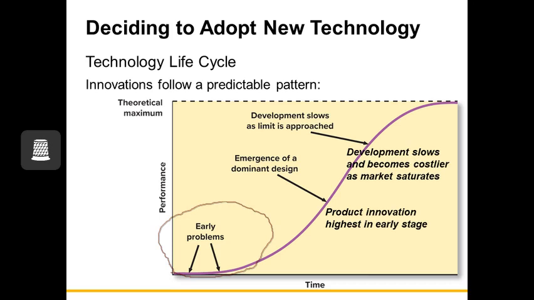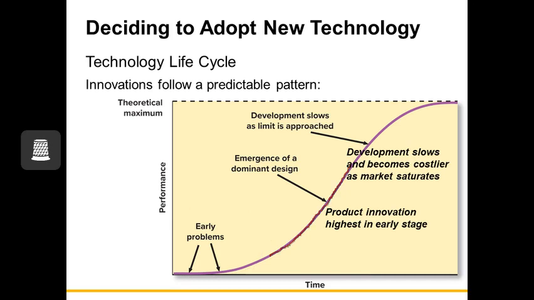But then eventually, ideas start to work, and we start to build on one idea and do something better and do something better and do something better and so on. And that's where our product innovation is highest, in this early stage here. And we start to see a dominant design emerge.